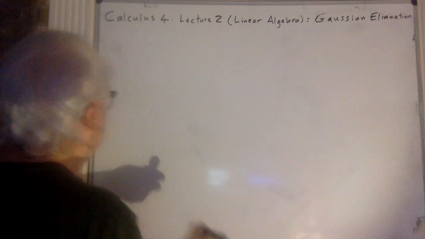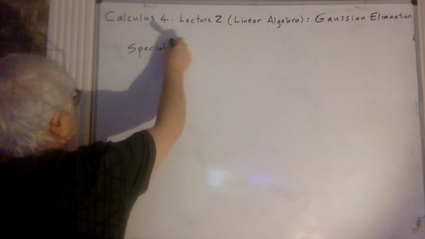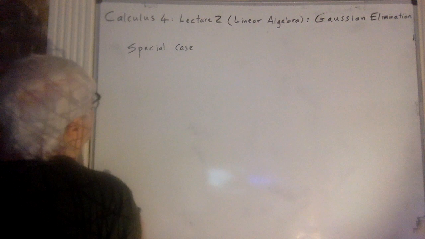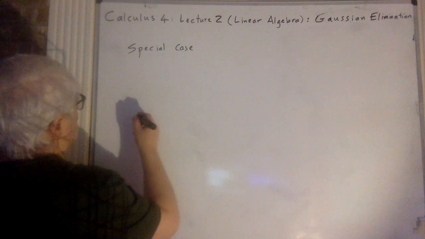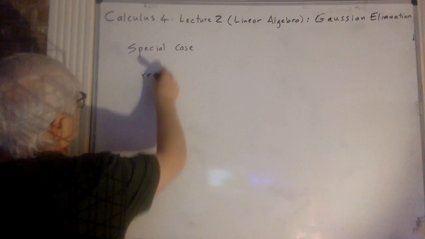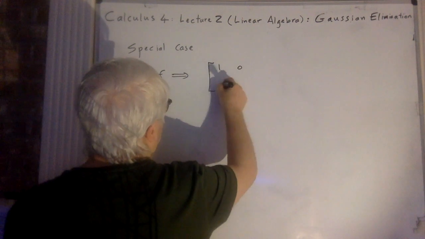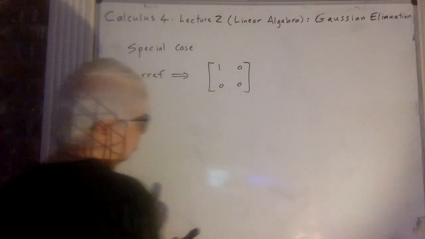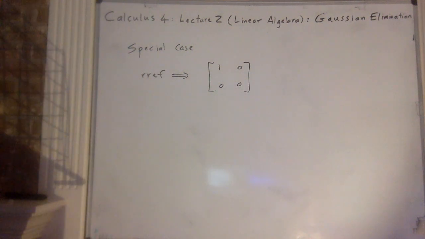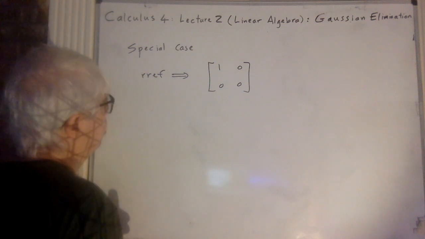Now, well, let me give you examples of special cases. What if when I do RREF, I get a matrix like this: 1, 0, 0, 0. What is this? Well, it is, in fact, RREF.